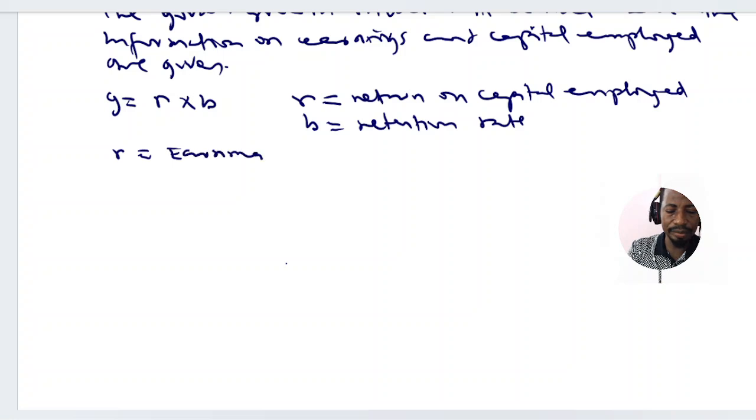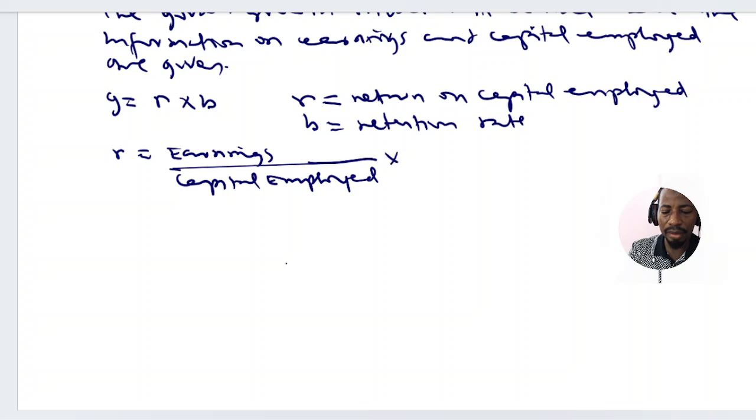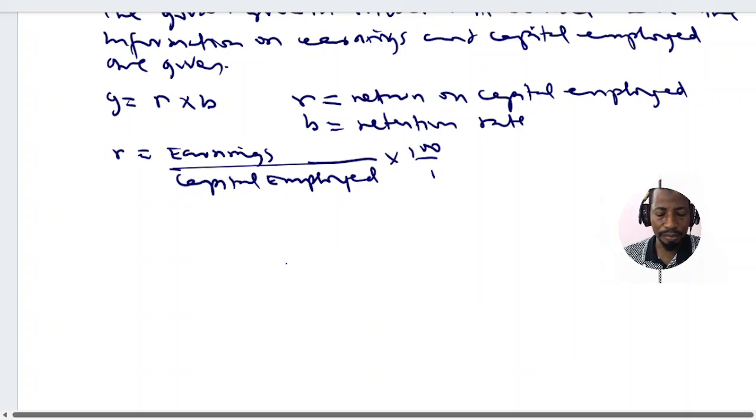So I need to first go ahead and calculate the return on capital employed, which is calculated as earnings divided by capital employed, multiplied by 100 over 1. So where capital employed is not given, you can use the opening shareholders' funds. And you know shareholders' funds represent the reserves plus the ordinary share capital.